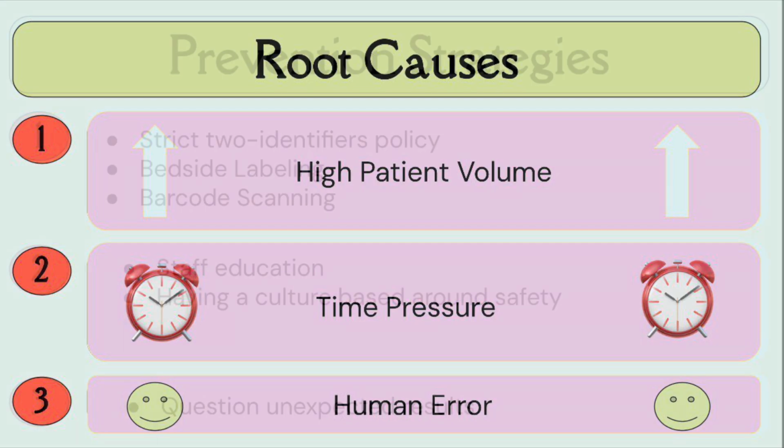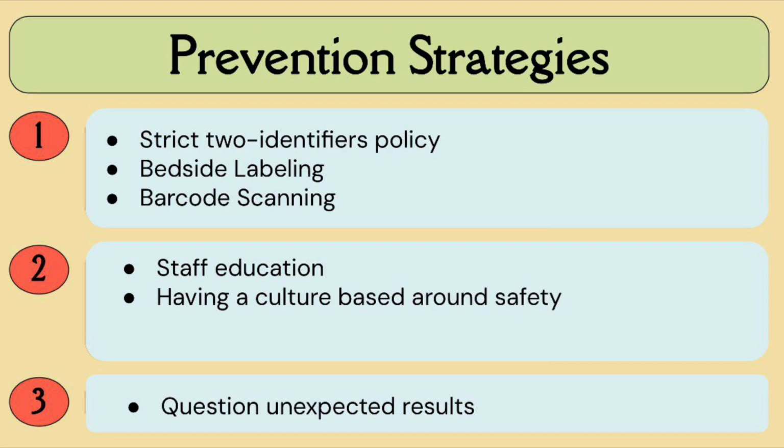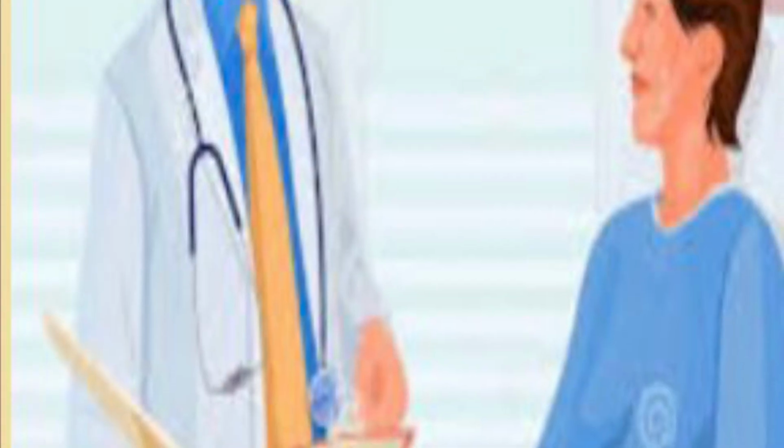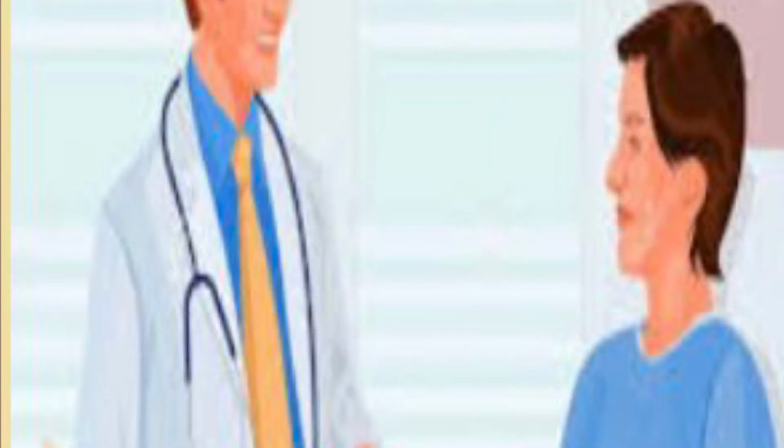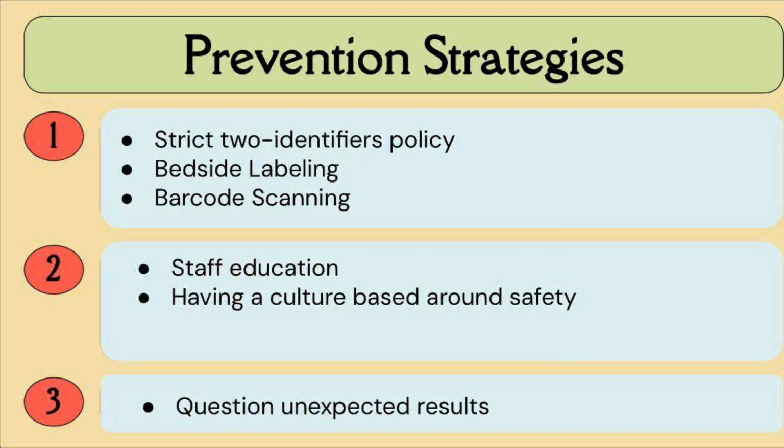Prevention strategies. To prevent these types of errors, laboratories must strictly follow patient identification protocols. This includes using 2 unique patient identifiers, labeling specimens at the bedside, using barcode scanning systems, and maintaining staff competency training, and fostering a culture centered around patient safety.